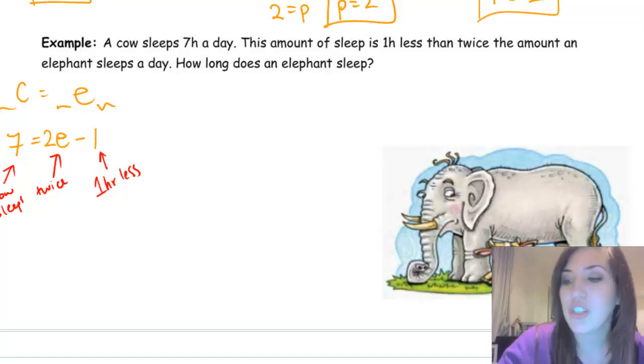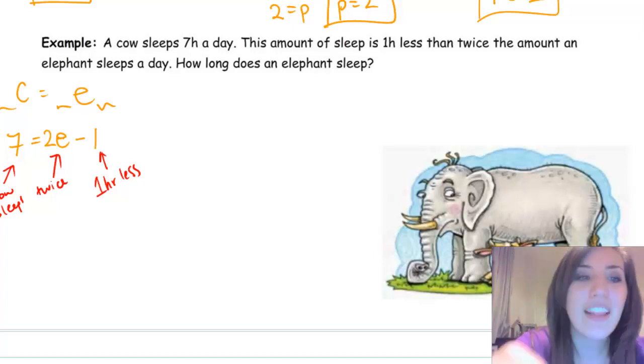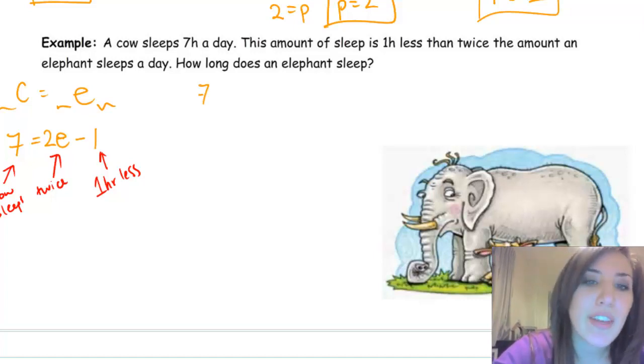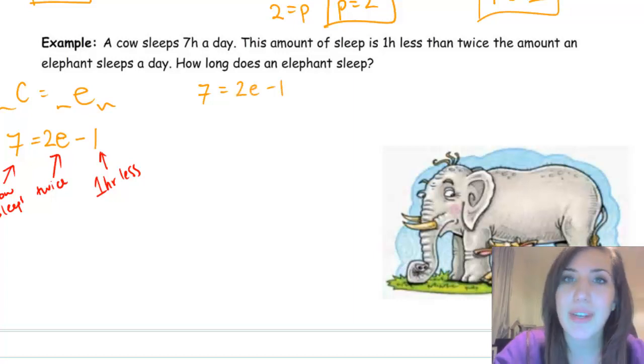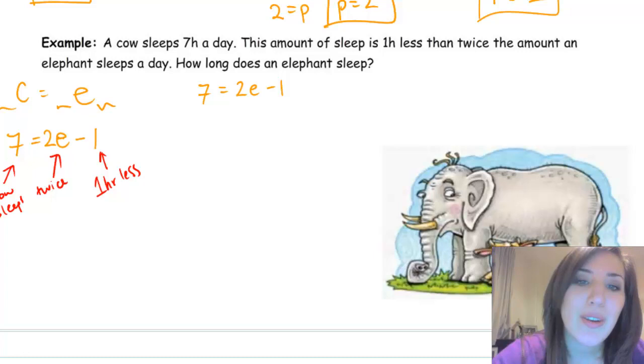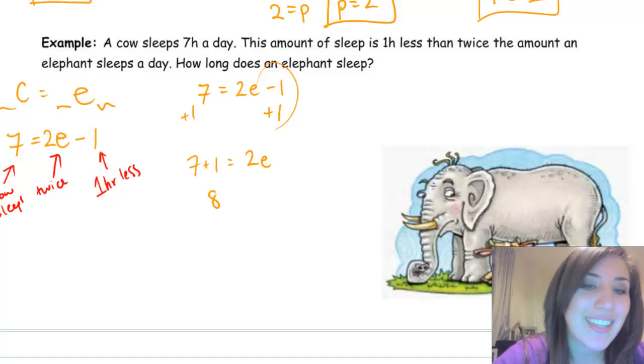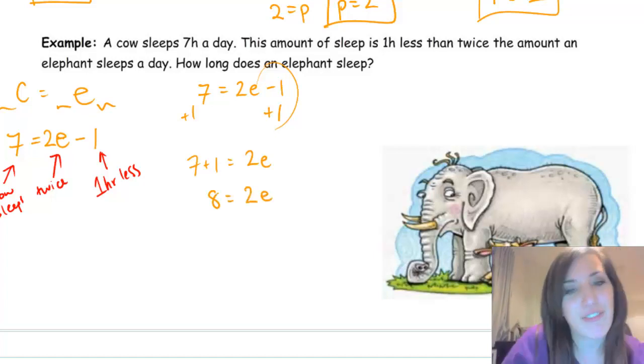Now that we have our equation, we can start solving for the elephant. So I'm going to rewrite this. 7 equals 2e minus 1. The first step is to get rid of that little minus 1. So in order to do that, we add 1 because then it equals 0. But if we add 1 to one side, we have to add it to the other side. So 7 plus 1 equals 2e. 8 equals 2 times the elephant.